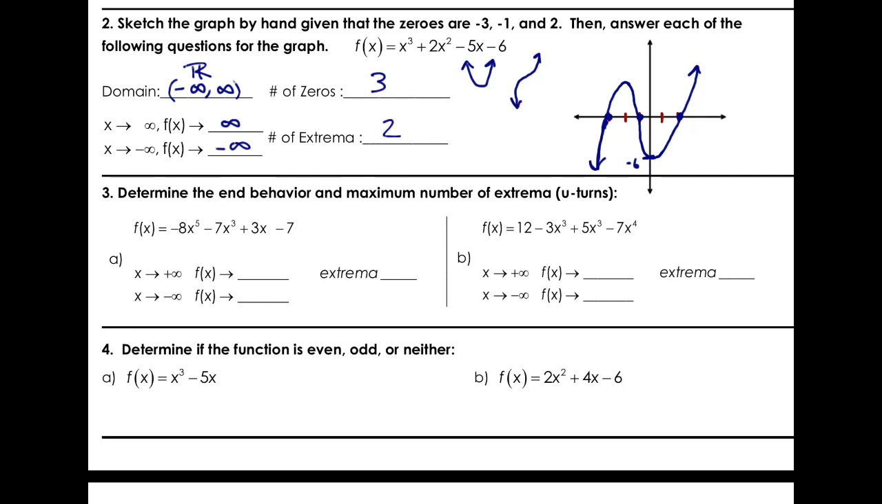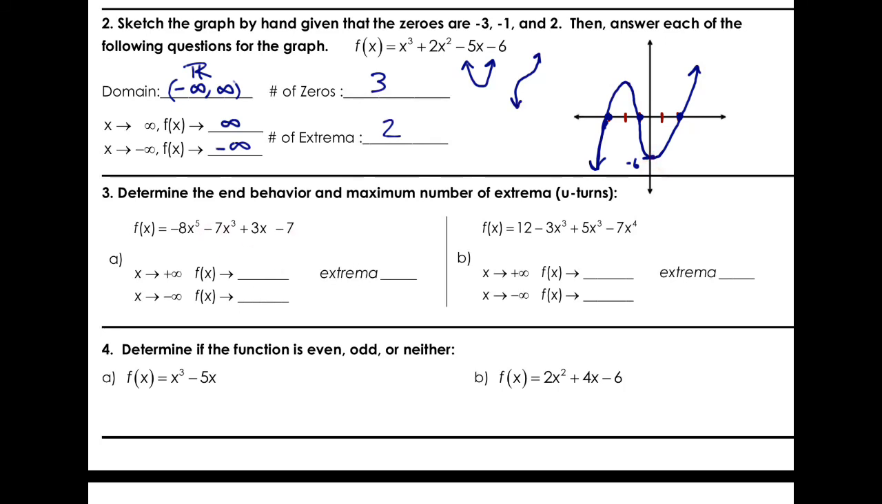All right, continuing to number 3. It says determine the end behavior and maximum number of extrema, or the U-turns. So there's a U-turn, there's another one. There's 2. Or mountains and valleys. Let's do that down here.